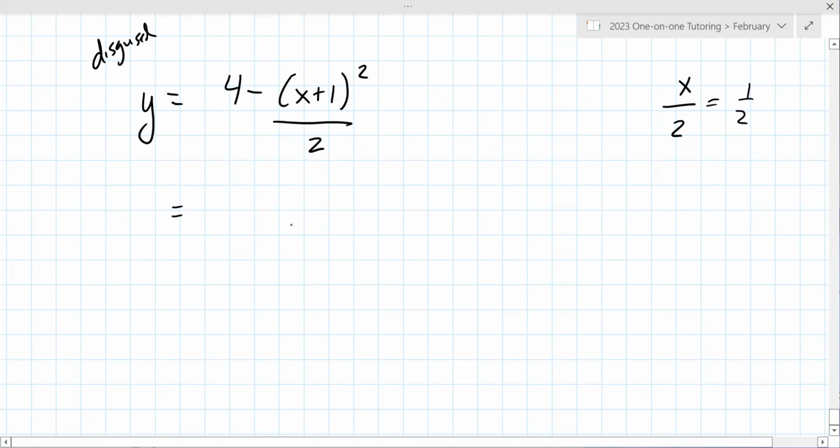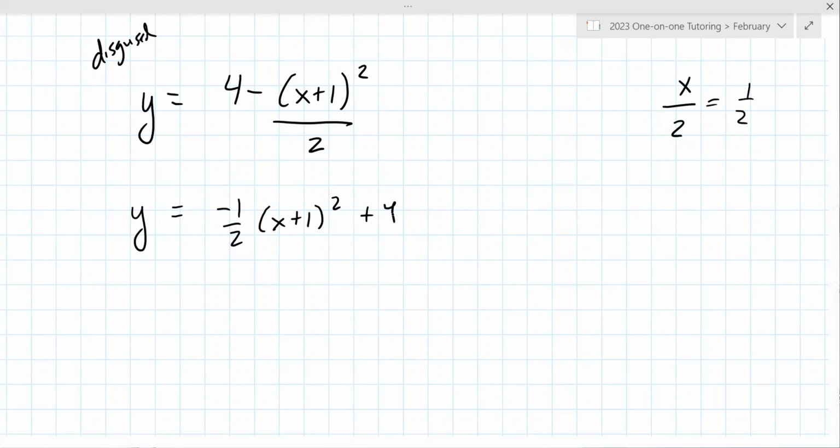So then it would be, so move the 4. It'd be -1/2 (x plus 1) squared plus 4. Yes. So before you give me the transformations, figure out the vertex. So the vertex is -1, 4. That's right. So then the transformations would be, it would shift left 1 and up 4.